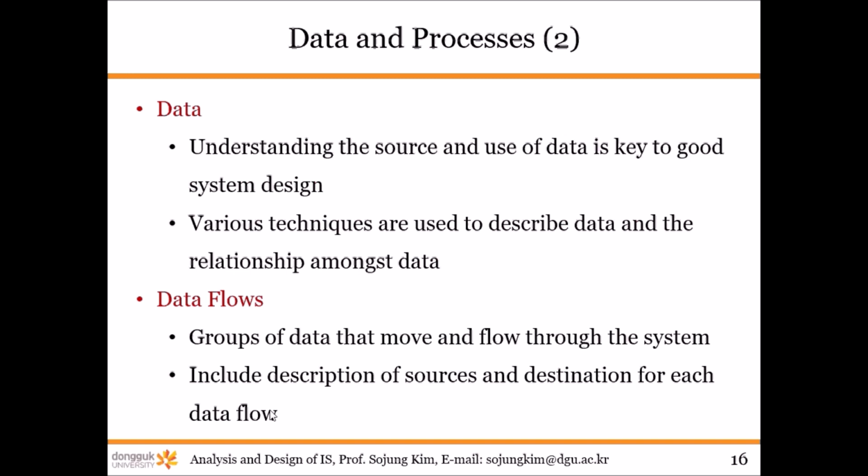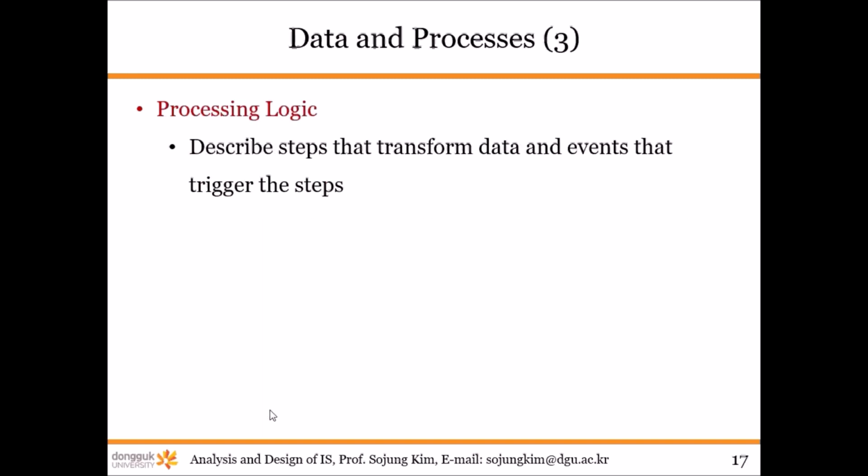Data flows are groups of data that move and flow through the system. Because you will have a bunch of data in the system, and the movement is using electricity, right? So definitely you can consider that movement as a flow. And these flows include descriptions of the sources and destination for each data flow, right? You use a LAN cable to transfer certain data to another computer or using a network, right?